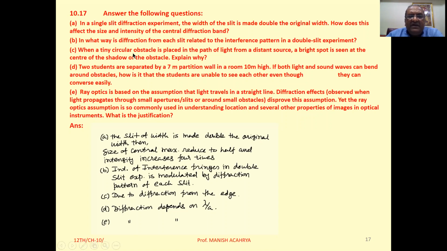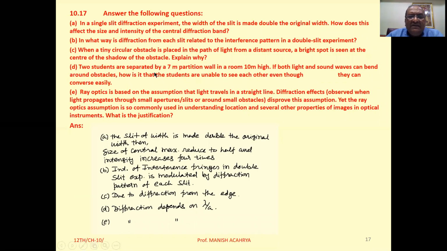C. When a tiny circular obstacle is placed in the path of light from the distant source, a bright spot is seen at the center of the shadow of the obstacle. Explain why. So that is due to diffraction from the edge of the obstacle. So due to the diffraction of the light, the center will be a bright spot, which is surrounded by some faded part.